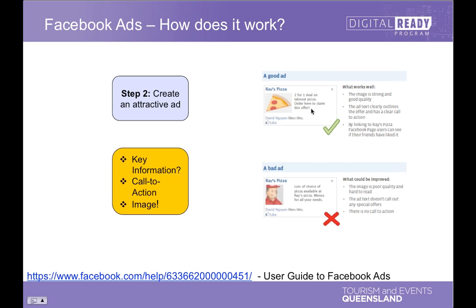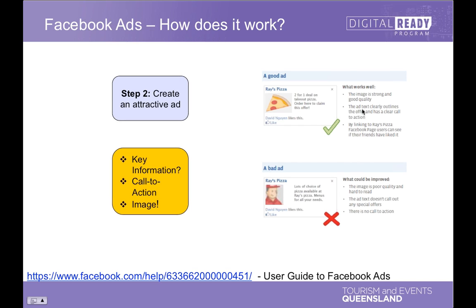And then, "Order here to claim this offer." Very clear. Order here to claim this offer. This is what you need to do. Do it now. "Menus for all your needs." Okay, so that's not actually a call to action. All that's doing is saying, I have really good pizzas, but it's not telling someone buy my pizza now. So very important call to action.